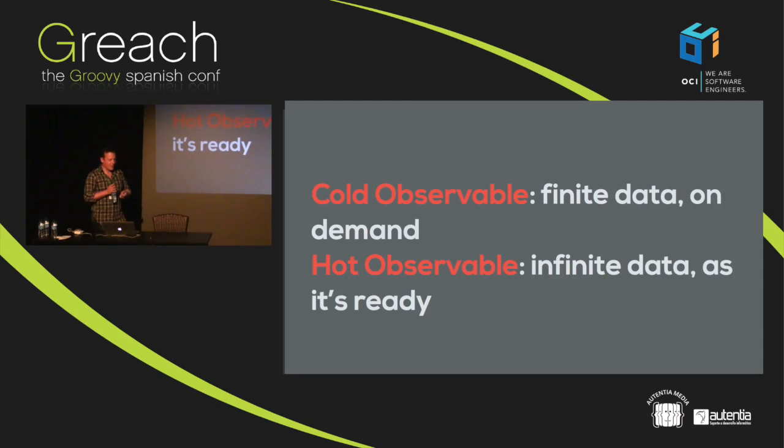The hot observables, on the other hand, are kind of confusing. So it's potentially infinite data. I should also say that the cold observables signal when they're done. The hot observable, while it could signal when it's done, most of the time will be around forever for the lifetime of your application, and potentially have infinite data and emit it when it's ready.